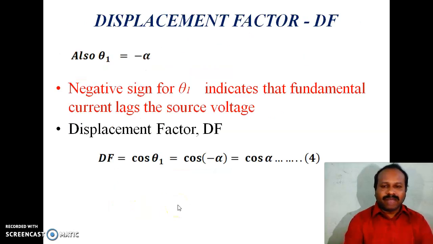Next one, displacement factor, represented by DF. Already we derived that theta 1 equal to minus alpha. This negative sign for theta 1 indicates that the fundamental current lags the source voltage. DF is given by cos theta 1. Now we substitute theta 1 equal to minus alpha, that is cos of minus alpha equal to cos alpha. We know the trigonometric relation stating that cos of minus theta equal to cos theta. So based on that, cos of minus alpha equal to cos alpha. This is your displacement factor.